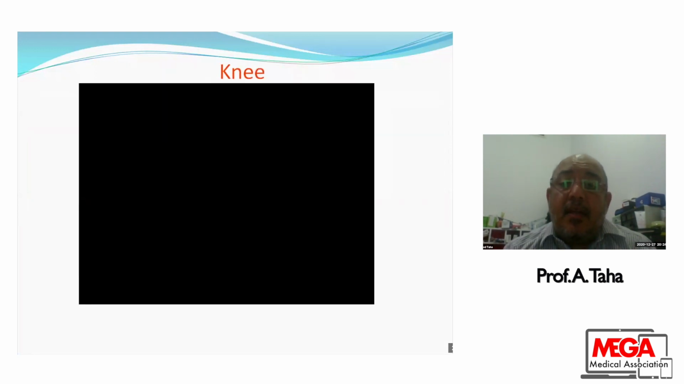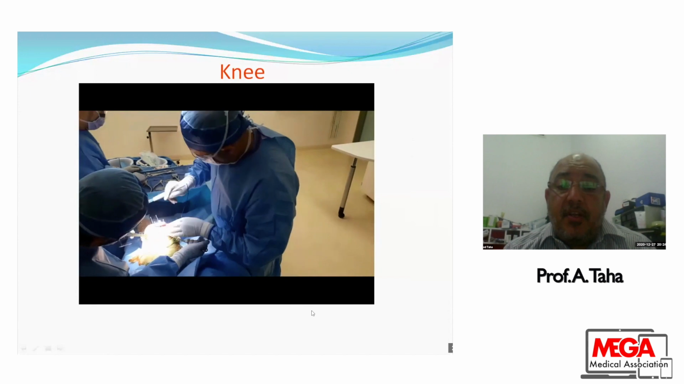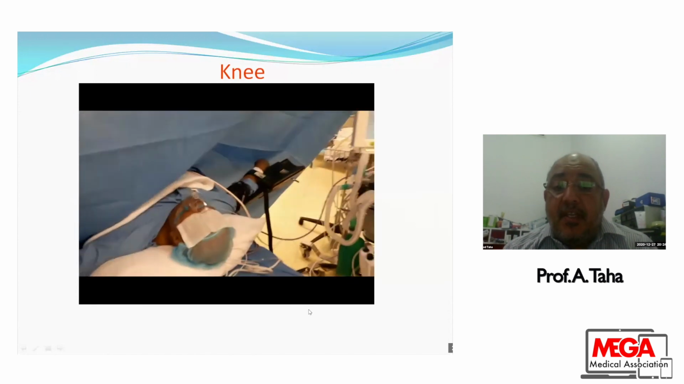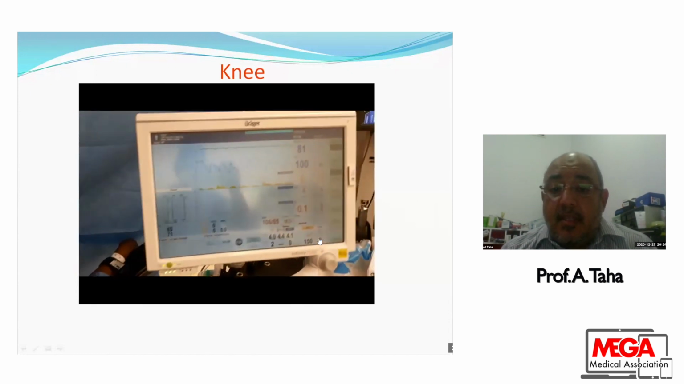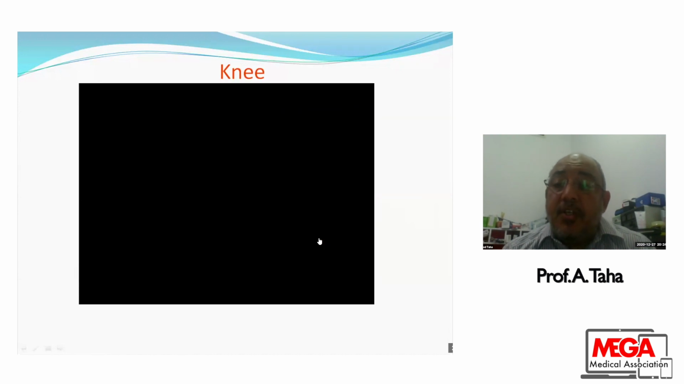As you see here, this is a total knee done under nerve block. It's very smooth, as you can see, the surgeon is working and the patient has stable hemodynamics. To me, nerve block can provide very good anesthesia, especially if the patient is risky. You can do nerve block alone in total knee, no need to supplement it by spinal or GA or even by sedation.